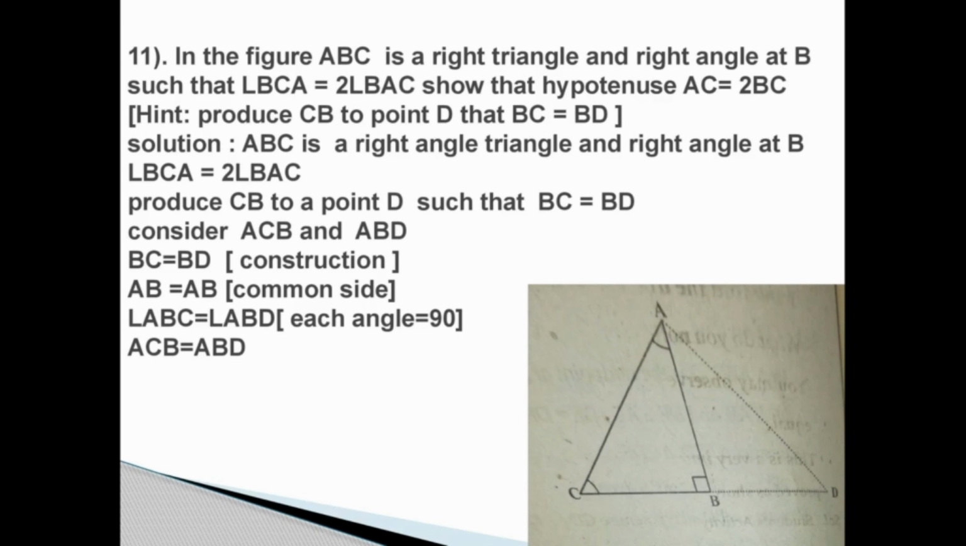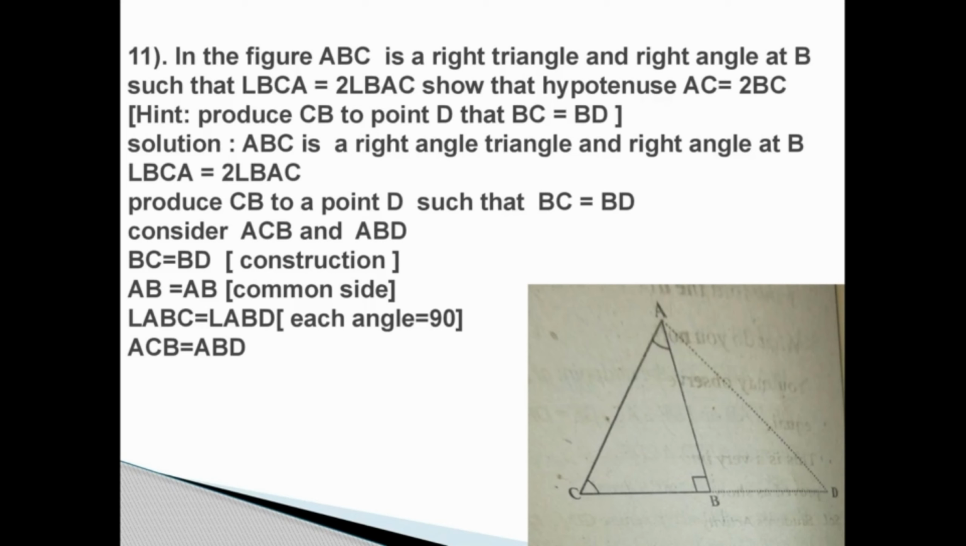Next, in the figure, triangle ABC is a right angle triangle with right angle at B such that angle BCA is equal to 2 times angle BAC. Show that hypotenuse AC is equal to 2 times BC. Hint: produce CB to point D such that BC is equal to BD.